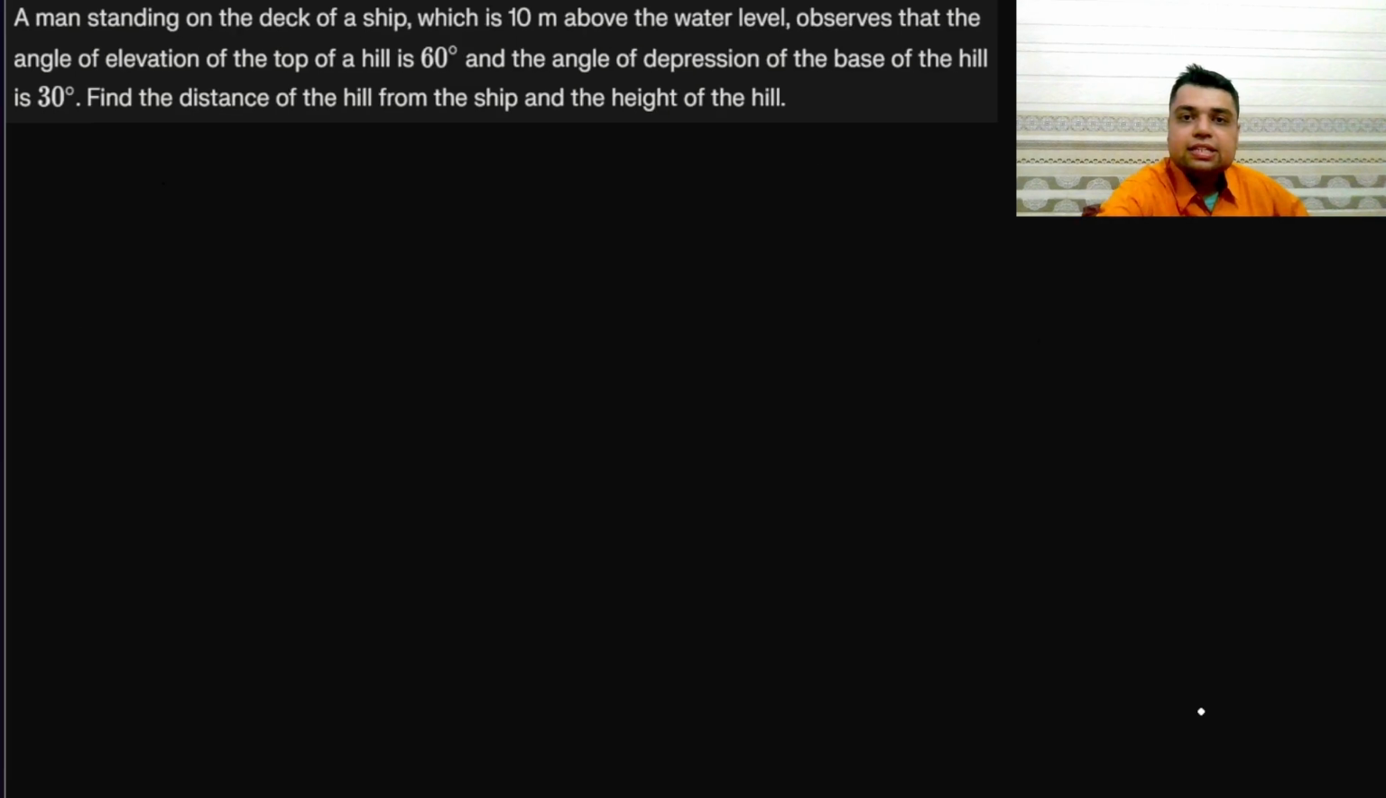Okay, let's see the next question. A man standing on a deck of a ship. Okay, so he's standing at a deck of a ship which is 10 meter above the water level. So 10 meter above the water level. Let me draw this. So this is 10 meter above the water level. Let's name it as A, this is B.